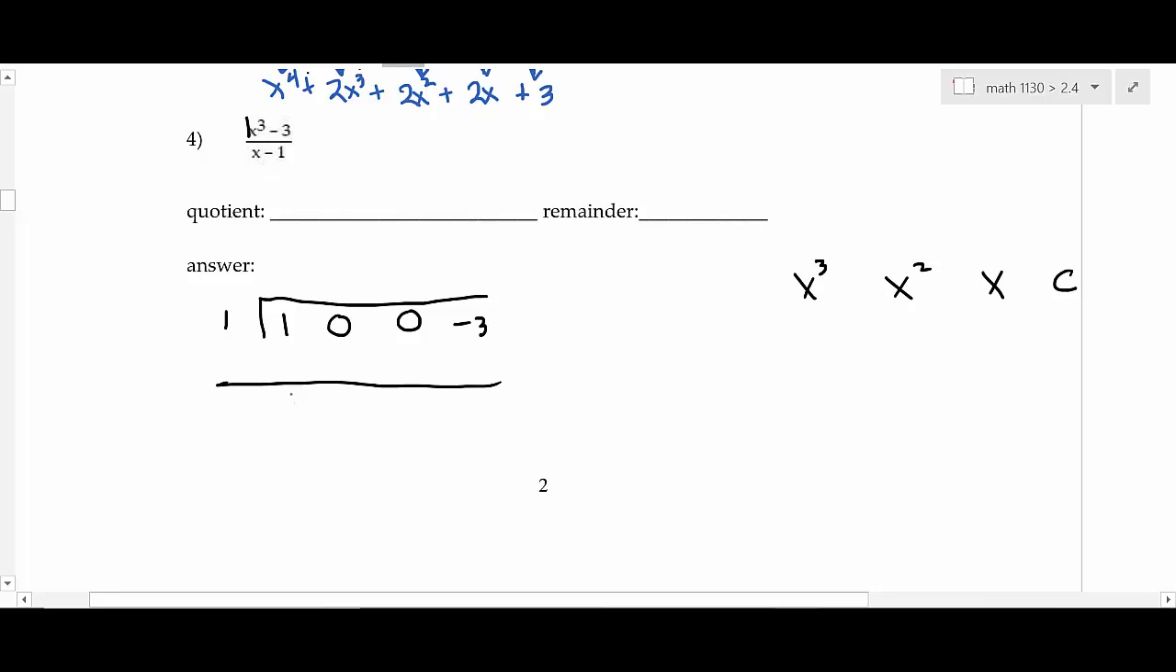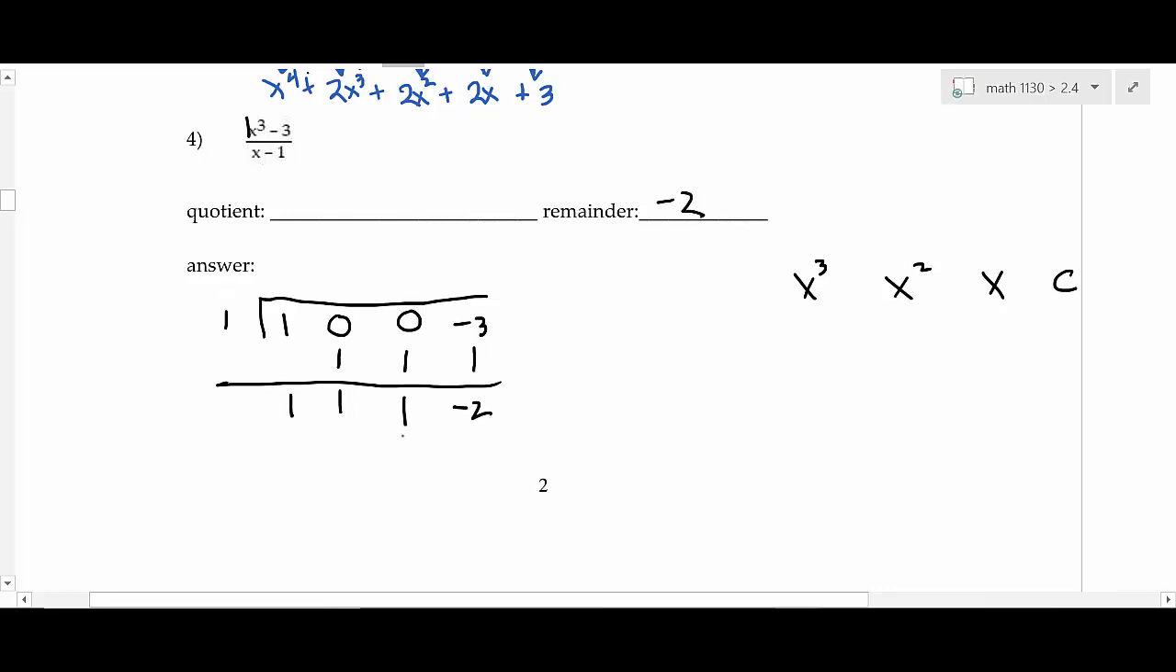So if you bring down the 1, you'd have 1. 1 times 1 is 1. Add the column, that's 1. 1 times 1 is 1. Add the column, you get 1. 1 times 1 is 1, so you end up with negative 2. Okay, so you have a remainder of negative 2.